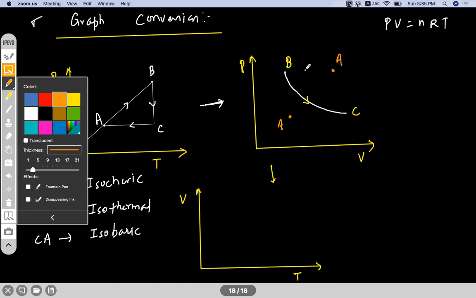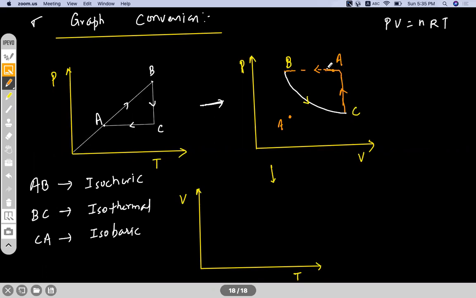So suppose you are taking this one, I'll go like this, A to B, and then C like this. So A to B, B to C, C to A. What is happening A to B? You see, the volume is decreasing, pressure is constant. Do we have constant pressure A to B? No. A to B, you see, the pressure is increasing. It means this assumption is wrong. We won't take this. Just remove it.